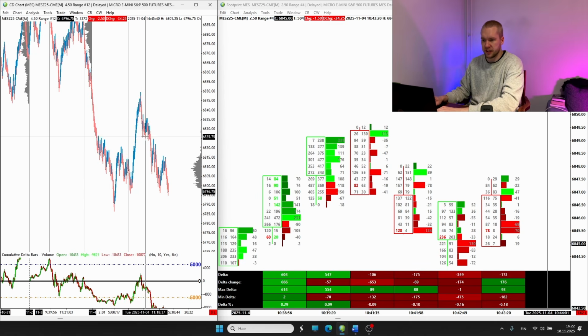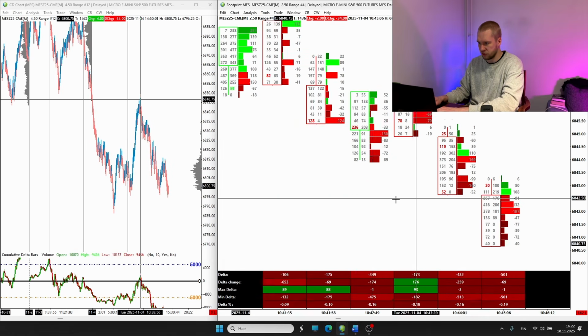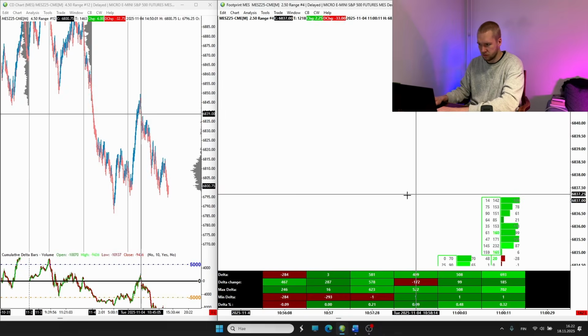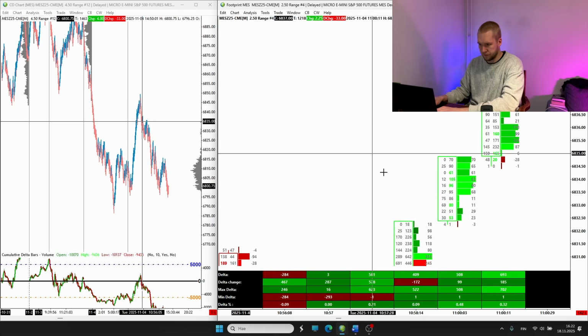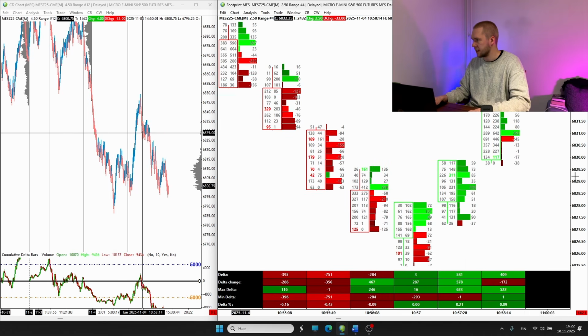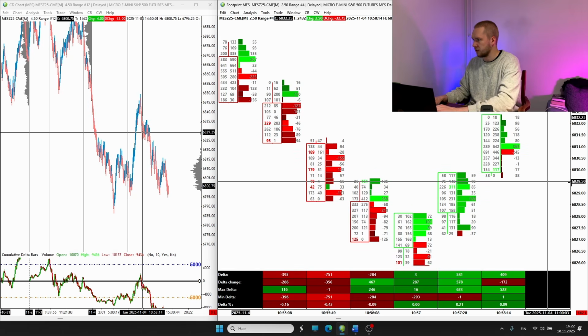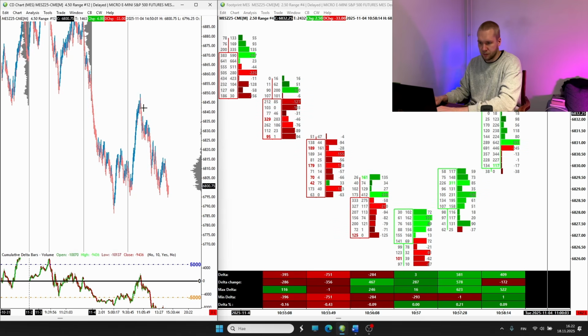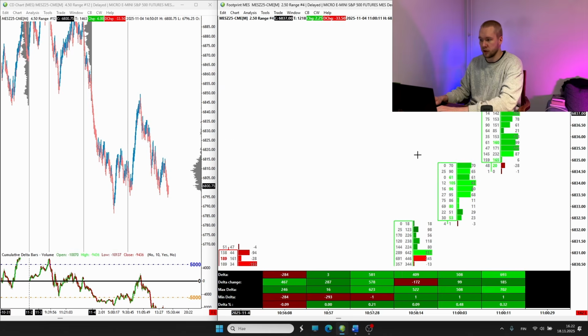The third thing here is that we have this consolidation period right here. Let's actually go to that on the footprint. So this is the consolidation period right here. I'm just going to zoom in so you can see better, okay? So we have price going sideways for about an hour, okay? And these are the buyers who are trying to hold on.